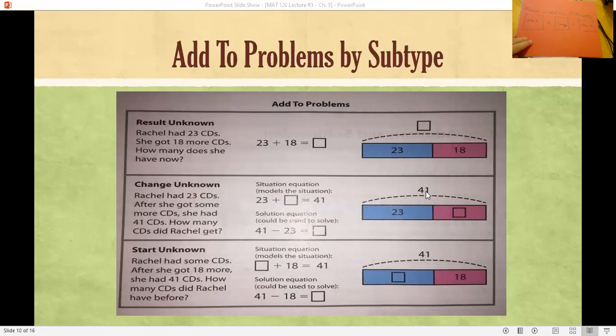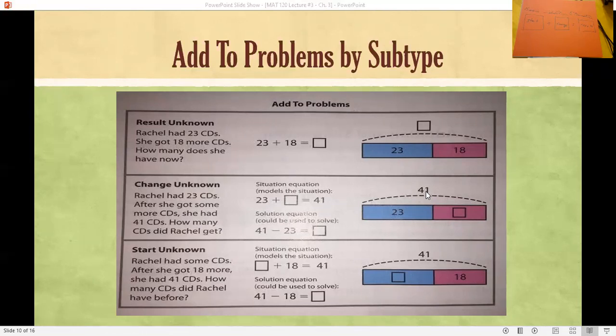This stuff is not that hard if you try to really show different ways to show it. For example, here you have geometry and you have equations at the same time. So there's a lot of opportunities for our kids to understand this area. Moving on to start unknown.